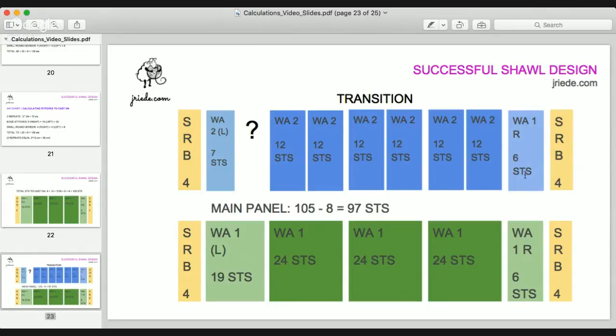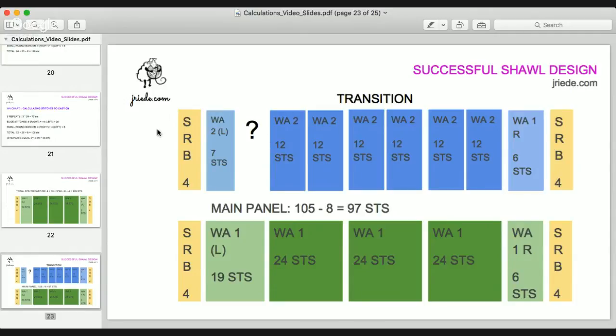Basically, we see that we have 6 stitches here. That stays the same. 2 repeats of White Atlantic 2 fit 1 repeat of White Atlantic 1. But the edge stitches are not the same. So it's not just work double the amount of White Atlantic 2 chart repeats. This doesn't work because these side stitches here, on the left side, are not the same. So how many repeats of White Atlantic 2 can be fit in here?